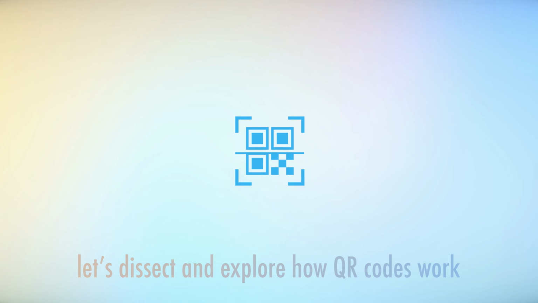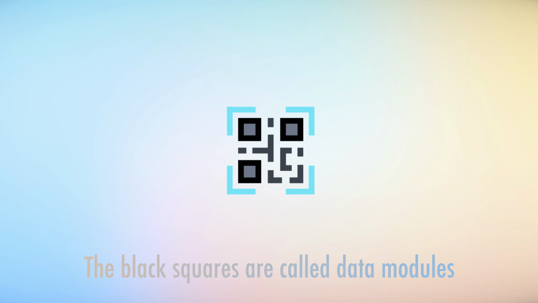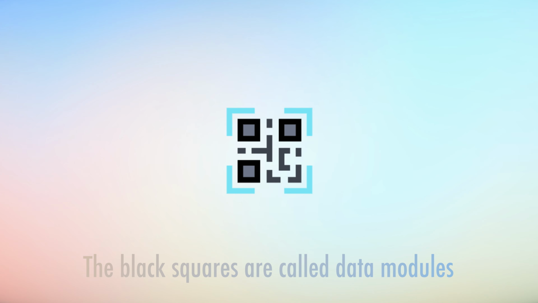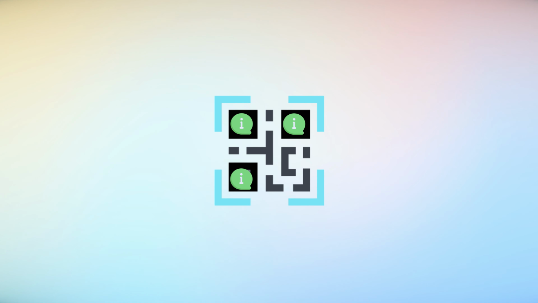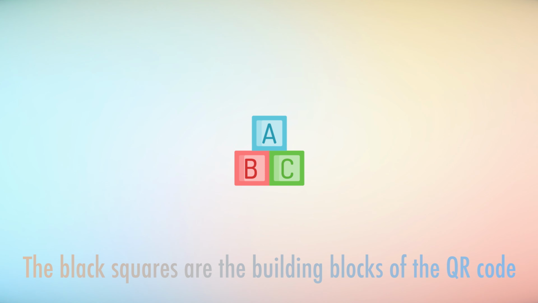Before we explore how QR codes work, let's dissect one. The black squares you see in a QR code are called data modules. Each data module represents a piece of information. Imagine them as tiny building blocks that form the code.